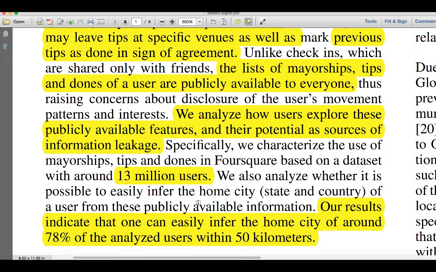And the paper kind of concludes that there are many interesting conclusions in this paper. We will look at all of them in detail, but in the abstract they talk about our results indicate that one can easily infer the home city of around 75% of the analyzed users within 50 kilometers, right? So that's actually privacy intrusive. If I can actually tell you where you live just by looking at your check-in location and the Foursquare information, then it's actually privacy intrusive. So in this case, only publicly available information was used.